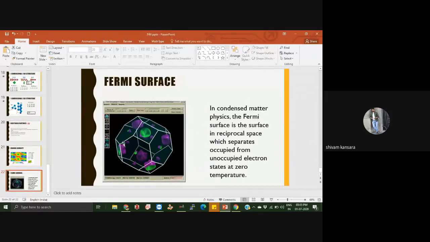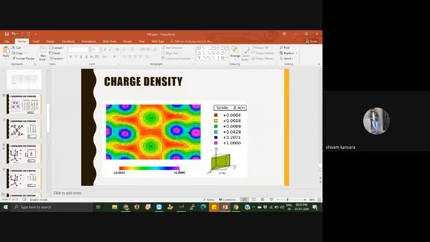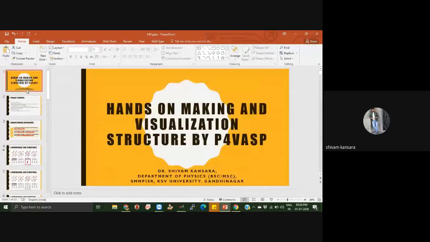We also calculate it from the X region, which is not important right now for you, because first of all you have to start from the P4VASP and the other visualization and mapping software. So this is the end of my lecture. If you have any query or question, please feel free to ask me.